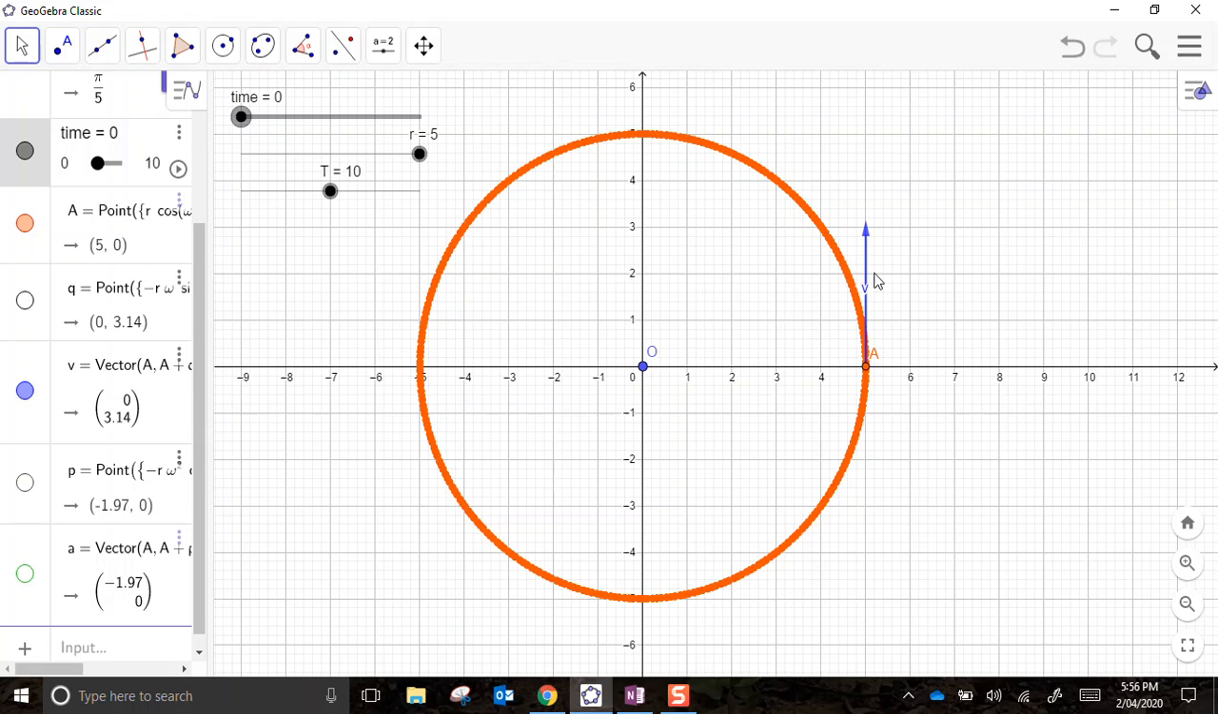The other thing important to note is that at any point around the circle here, the velocity vector was tangent to the circle. It's just tangent to the circle. Hopefully that's clear enough from the diagram.